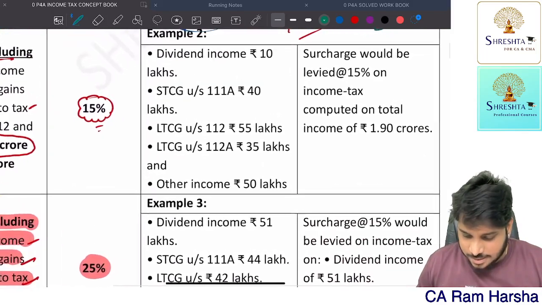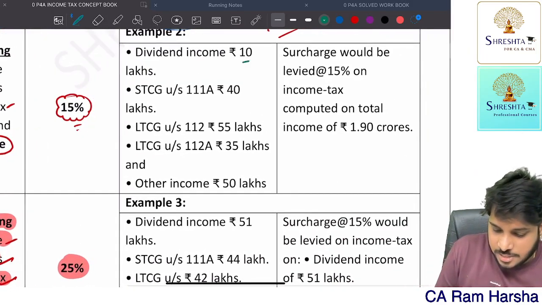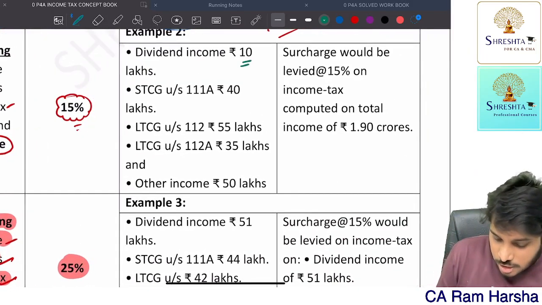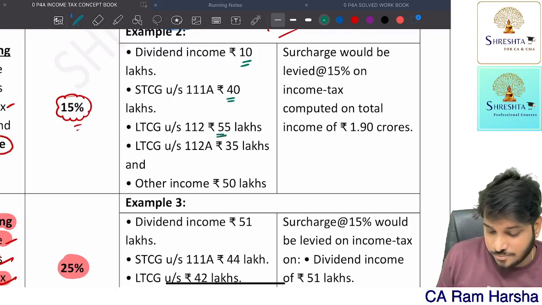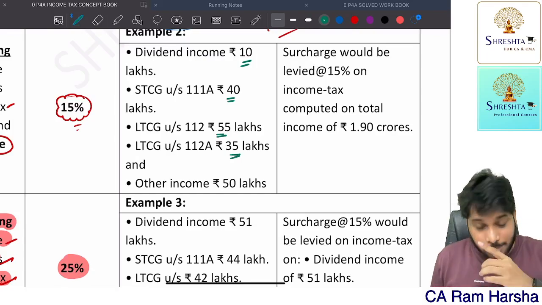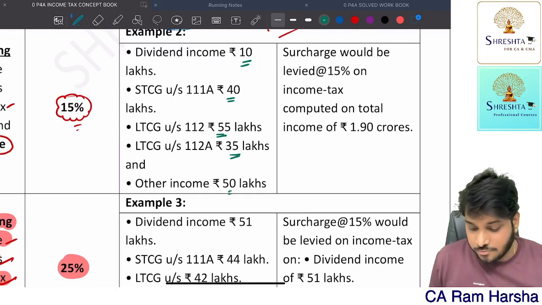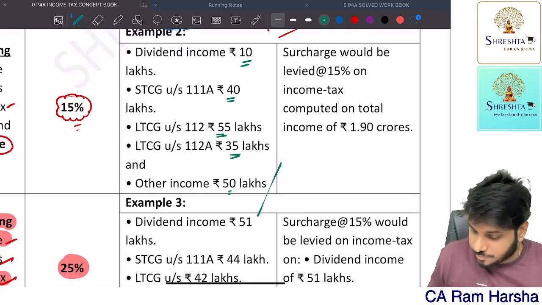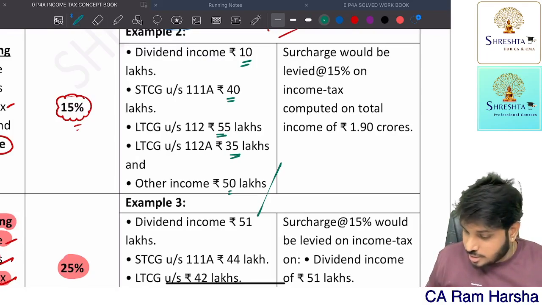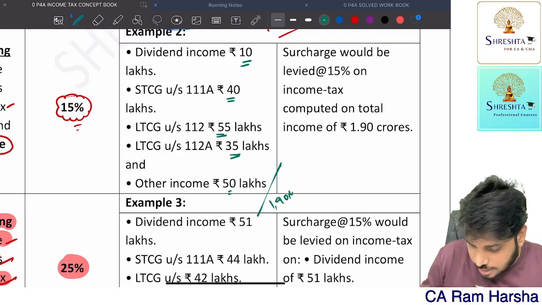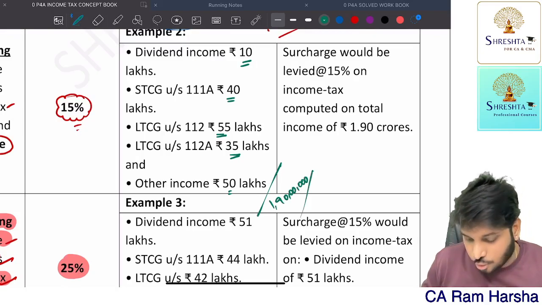What does the second example say? Dividend income is 10 lakhs. Short-term capital gain 40 lakhs. Long-term capital gain under 112 is 55 lakhs. Long-term capital gain under 112A is 35 lakhs. Other income 50 lakhs. So what is the total income? 10 lakhs plus 40 lakhs plus 55 lakhs plus 35 lakhs plus 50 lakhs, which is 1 crore 90 lakhs. This is my total income.